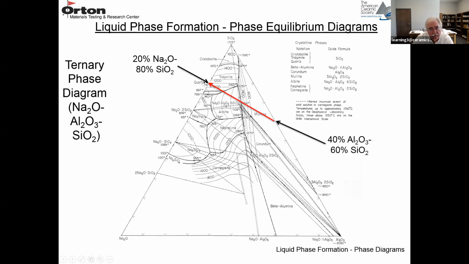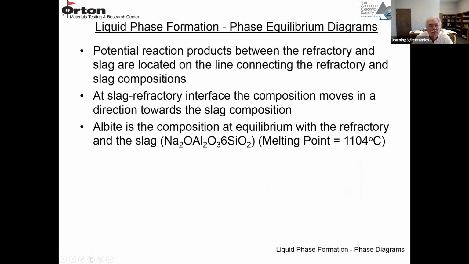So we're moving in the direction of the red arrow, and we're going to cross various phase fields with different compounds and different melting temperatures and different liquidus contours. So the potential reaction products between the refractory and the slag are located on this line connecting the refractory and the slag. And at the slag refractory interface, the composition moves in the direction towards the slag.